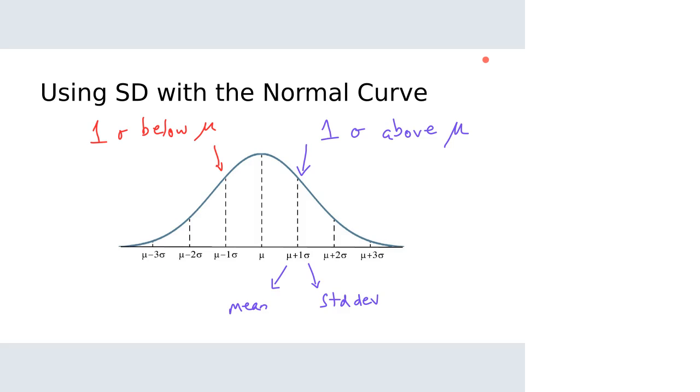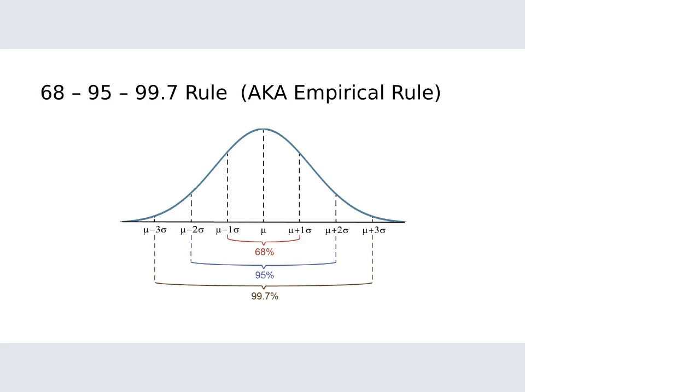Hang in there with me if you're thinking, okay, that's all fine. What is it? How do we use it? What does it do? That's next, I promise. And the power in this, the value in this, is the 68, 95, 99.7 rule. It's also known as the empirical rule.